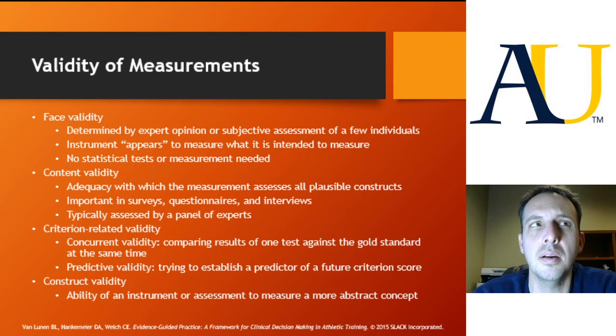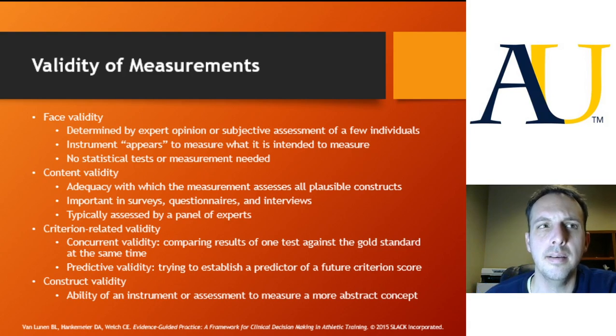So if you remember, face validity basically is expert opinion. Content validity is the idea of an expert panel, really more in the area of surveys and interviews. And then you have the criterion and construct validity, where you now start to try to compare the instrument to other sources that we know are valid.